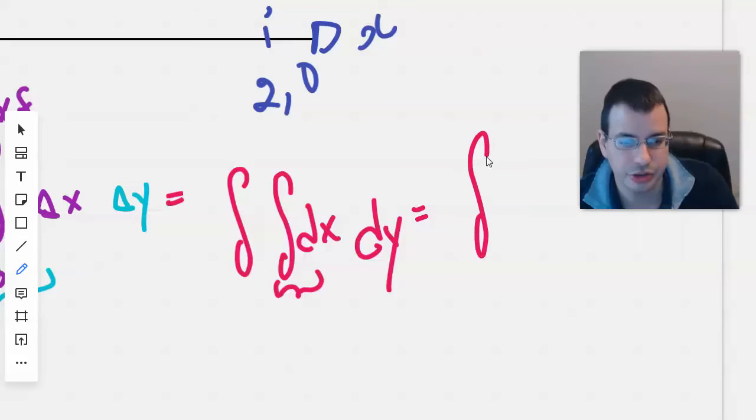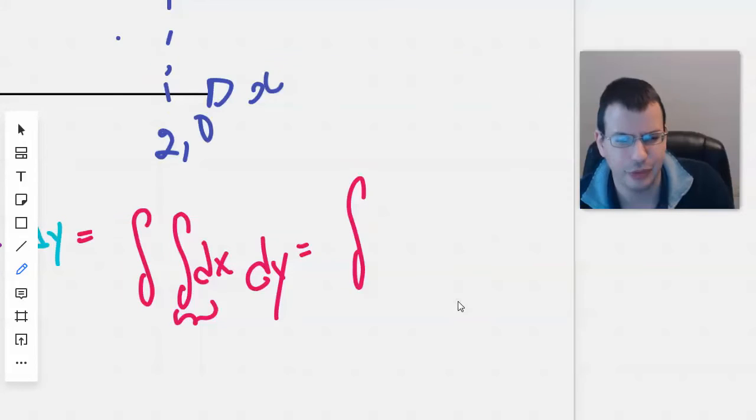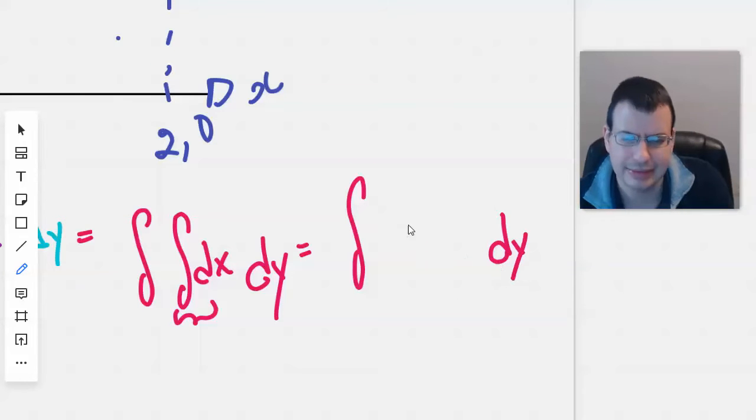equals integral. That red is a little bit harsher than I like. Should choose a more calming color.